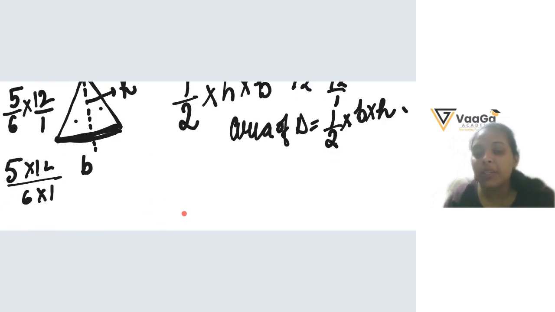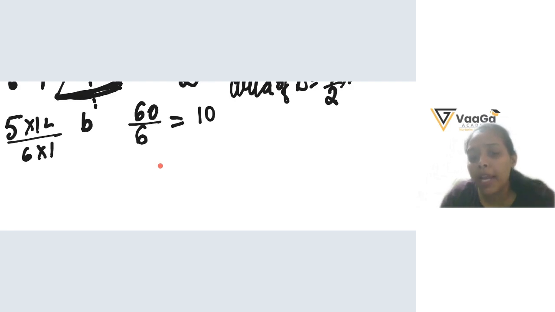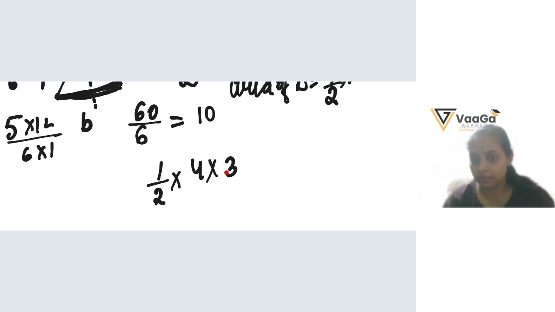Which will give me 60 by 6. Now can I simplify this? Yes. How will I simplify? 6 ones are 6, 6 tens are 60. Right, so when I simplify this, I'll get 10. Very good.